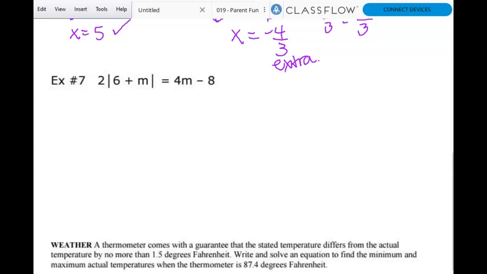Now, what do I have to do the next one? Divide by 2, and then we do a positive and a negative. Do we need to see this? Yes? Okay. Go ahead and everybody get your answers and we'll compare.